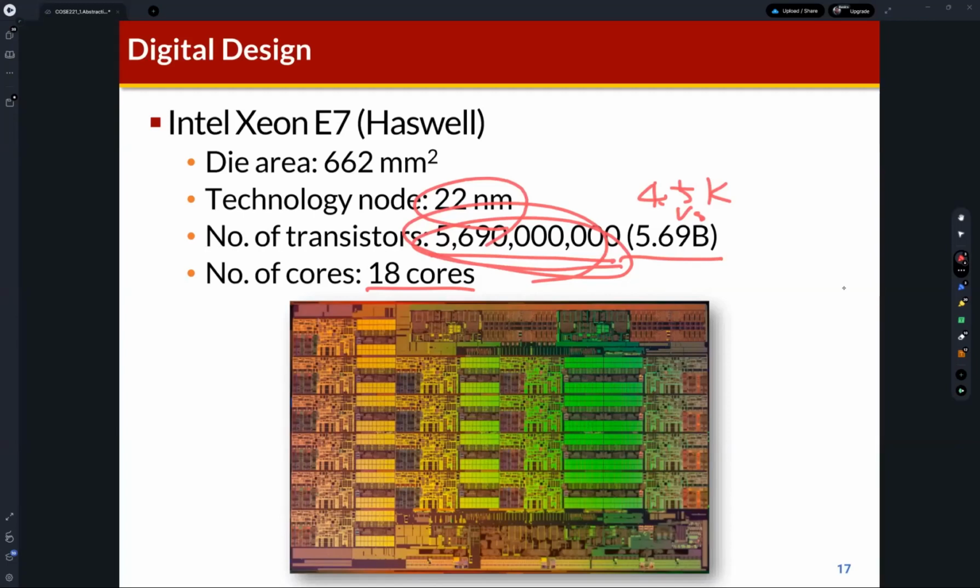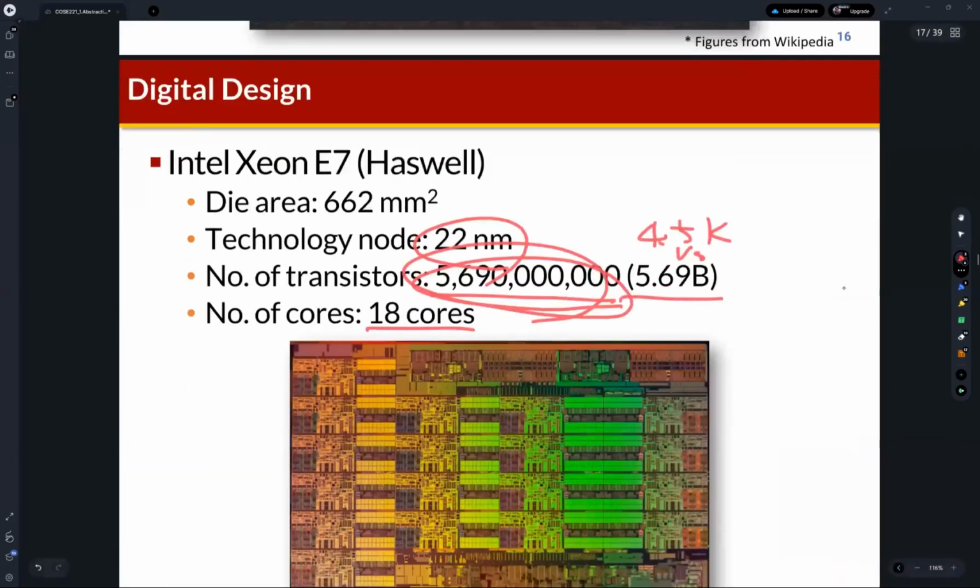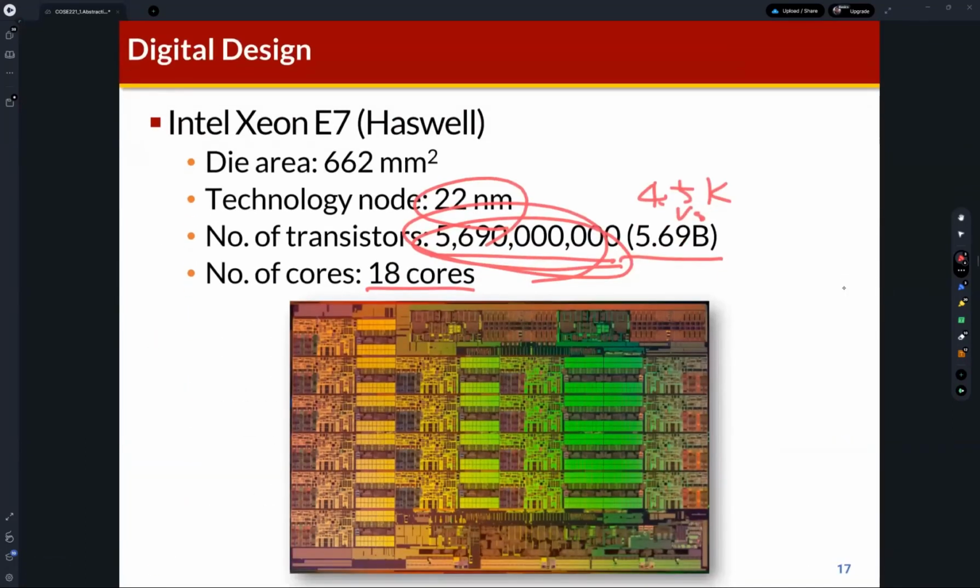So nowadays we can make very complex digital systems. Compared to 50 years ago, we can build very complex designs. Then what is the starting point?